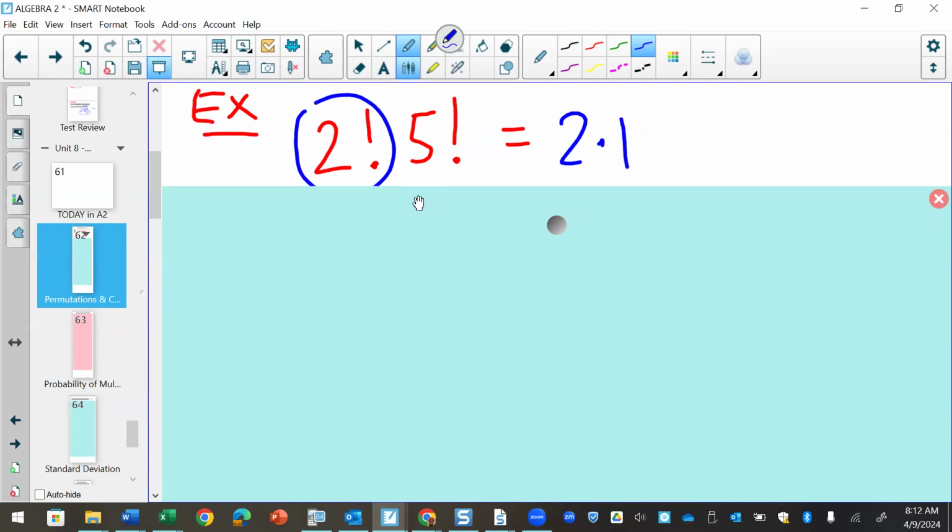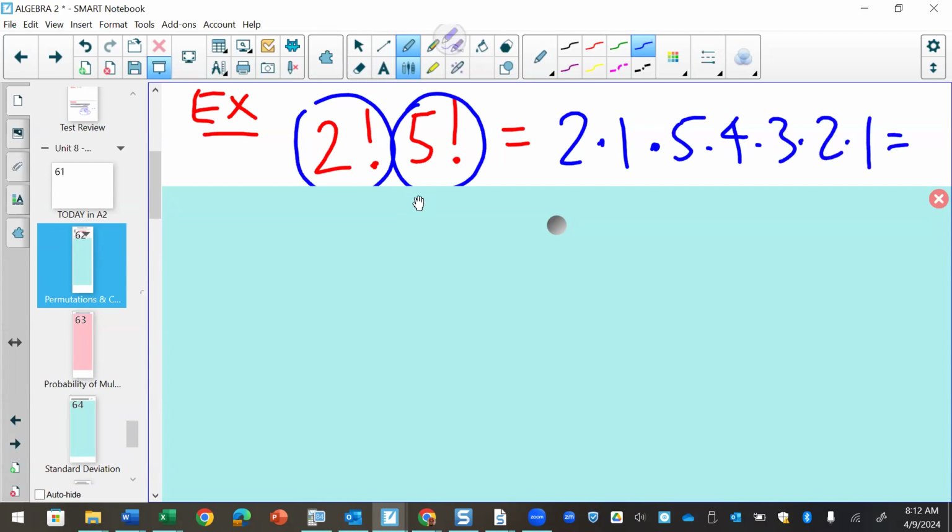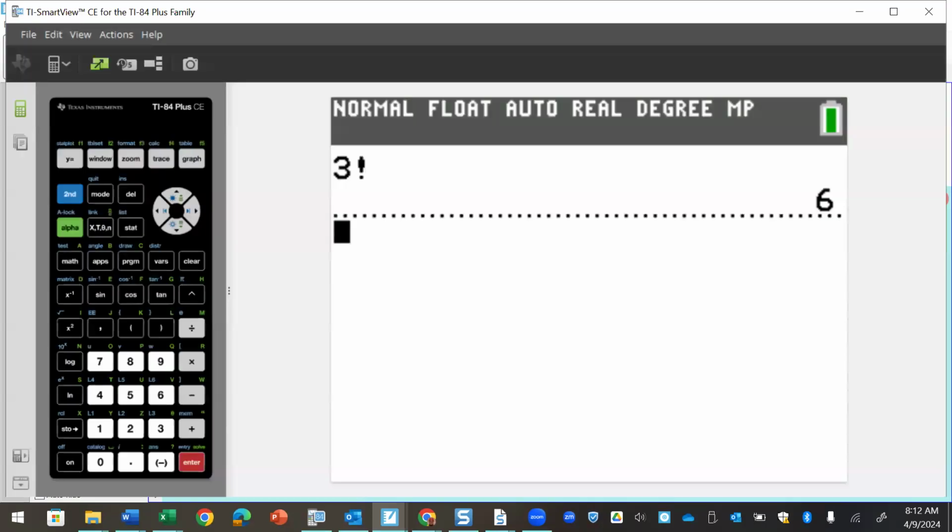And what's between the 2 factorial and the 5 factorial? Nothing. So what do you think that means? Of course, that's multiply. And then what's this? 5 times 4 times 3 times 2 times 1. So what did you end up with?